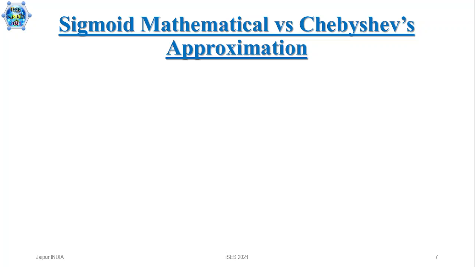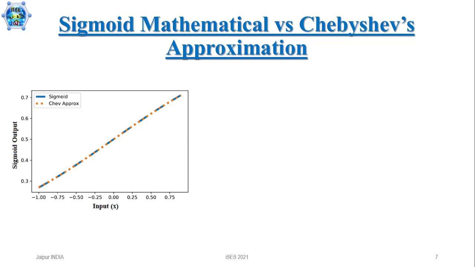Then we have compared the sigmoid mathematical function versus the Chebyshev's approximation output. From this graph, we can conclude that both the sigmoid mathematical and Chebyshev's approximation are almost the same.